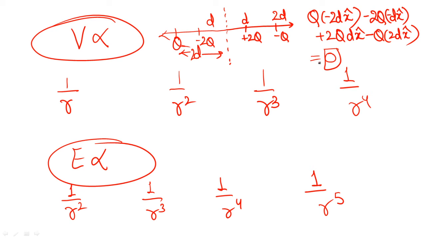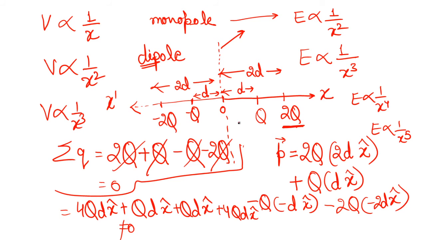And once you get this, that it is a quadrupole, monopole, or dipole, you can easily consider the condition. But in this case, when we were considering it, what we were getting was Q into D x cap, 2Q into 2D x cap.